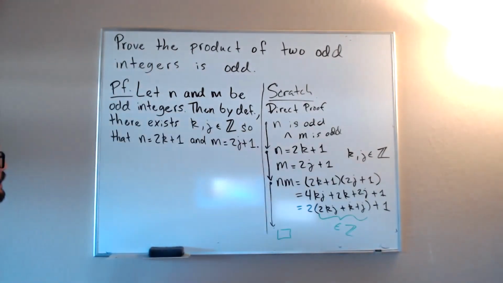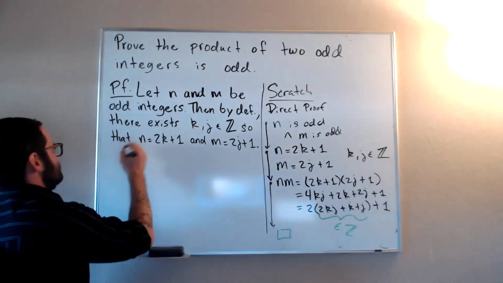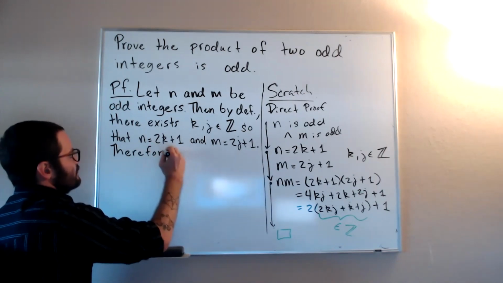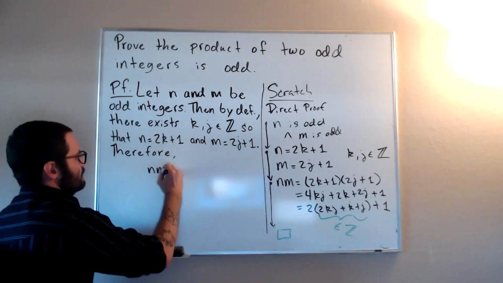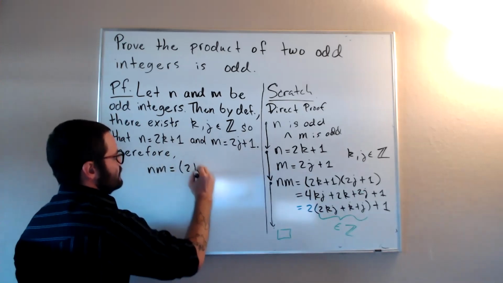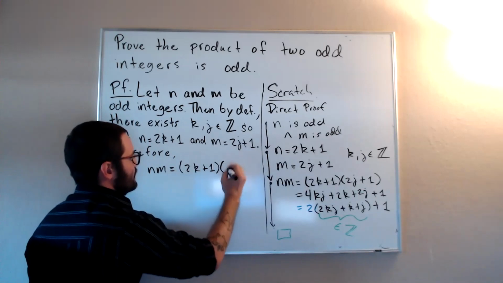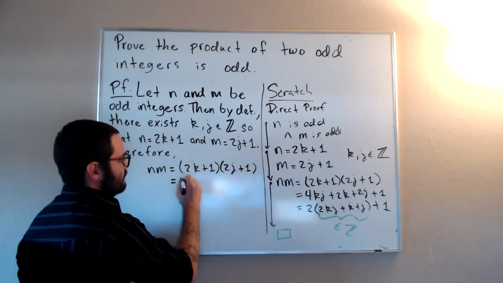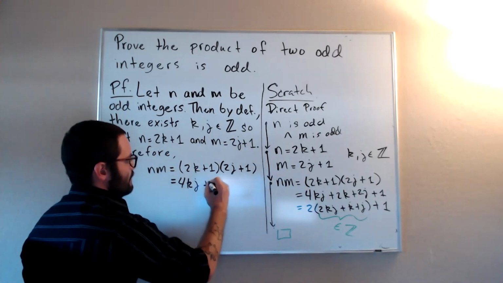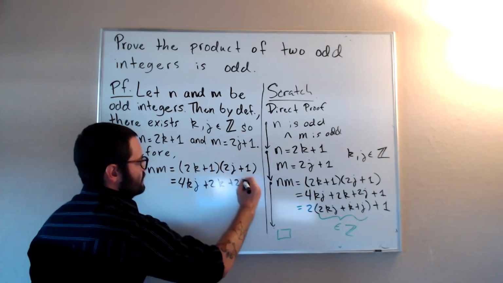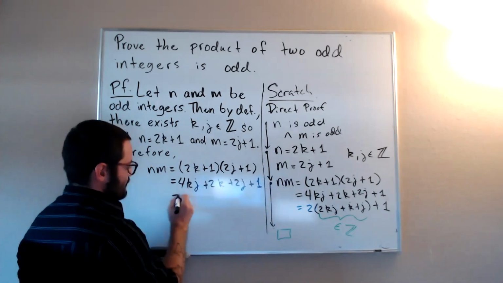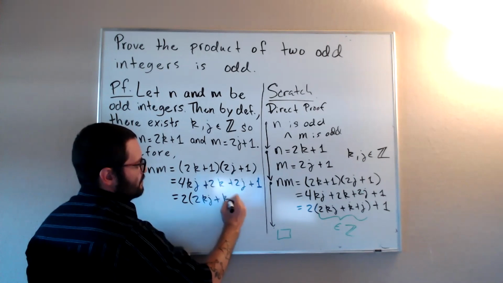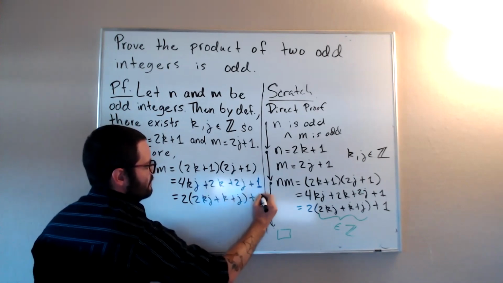Okay, so therefore, n times m is equal to 2k plus 1 times 2j plus 1, which is equal to 4kj plus 2k plus 2j plus 1, which is equal to 2 times 2kj plus k plus j plus 1.